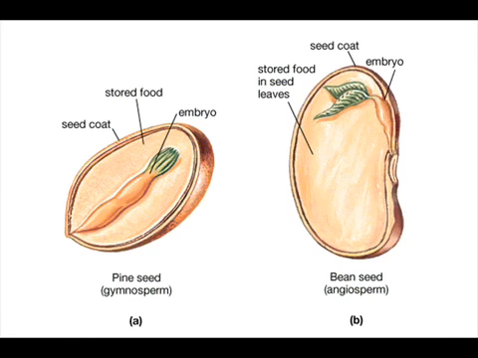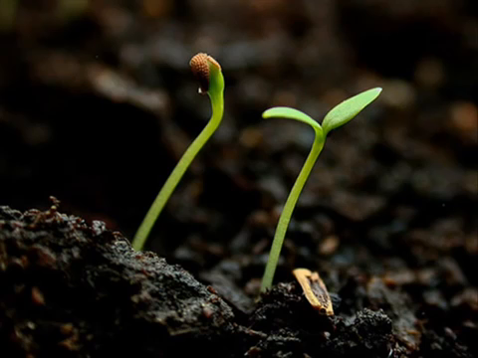The size of the seed and the depth it is sowed determines how quickly it will sprout through the soil. The larger the seed, the more energy stored in it, and vice versa. This is the reason why large seeds are sowed deeper in comparison to small seeds.